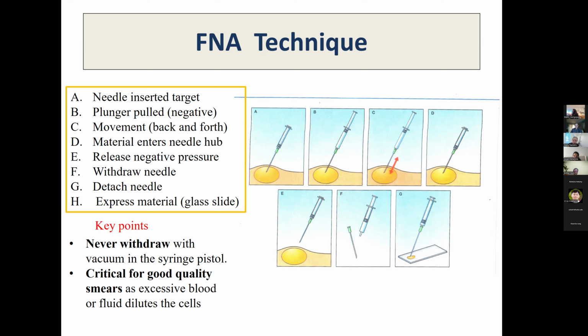And then once you release the vacuum, pull out the needle, and then detach the needle from the syringe, fill air into the syringe, and now again reattach the needle, and now you can put the material on the slide. So this is very important to get good quality smears.